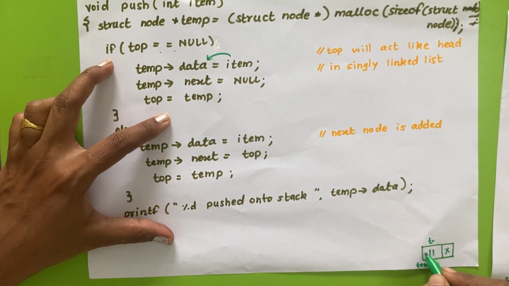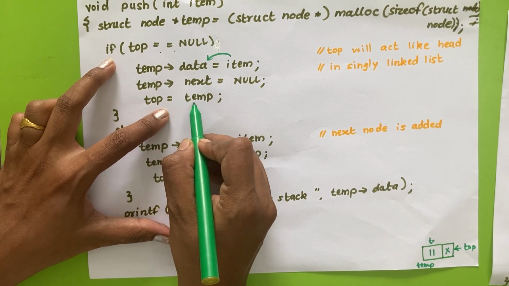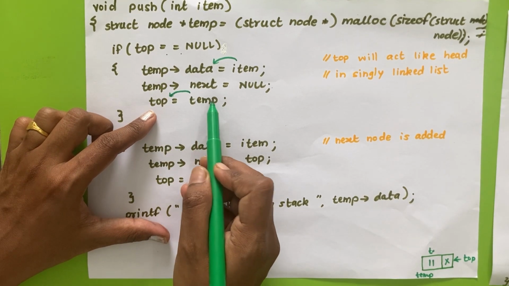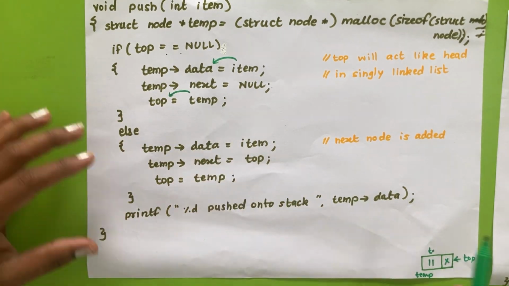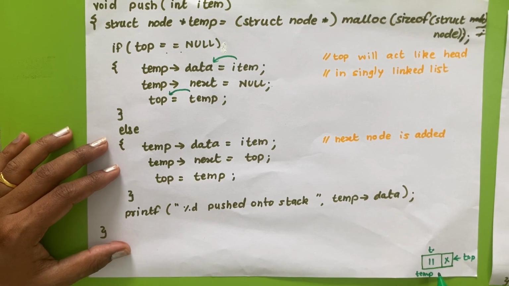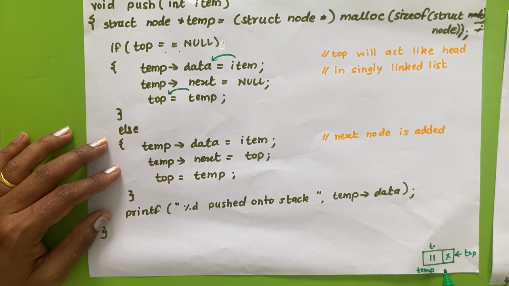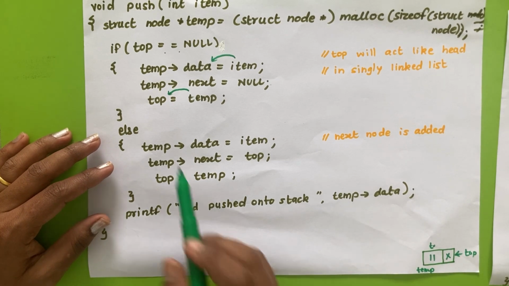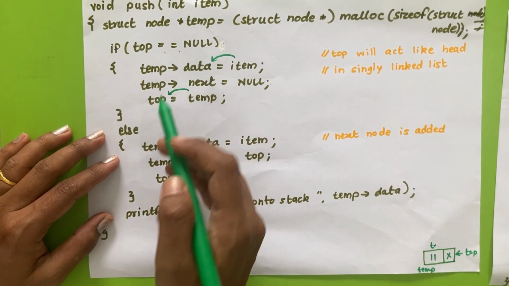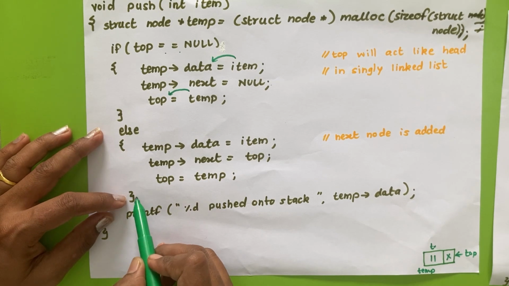Now we have to assign this node as top, because we currently have a single node in the stack, and this will work as the top node. So I have assigned top is equal to temp, so top will be assigned as the temporary node. Now this is my current top of the stack, and we have only one element present in the stack. So the if condition is satisfied, so it won't go to the else part.